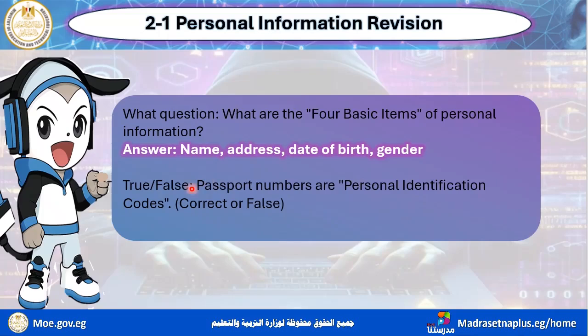True or false? Passport numbers are personal identification codes. Is it correct or false? Well, they are correct because they really identify your personal identification codes.